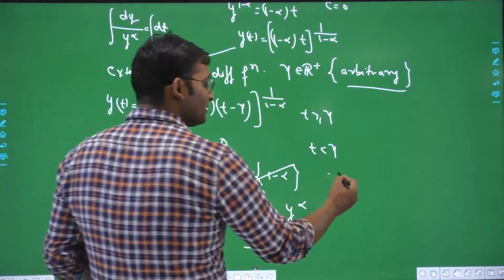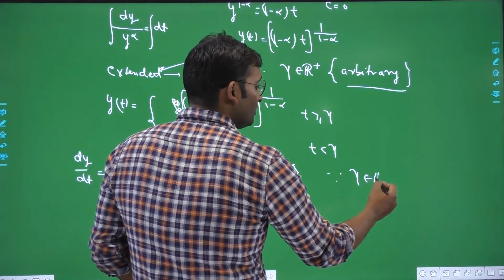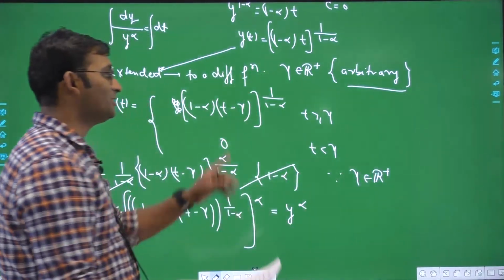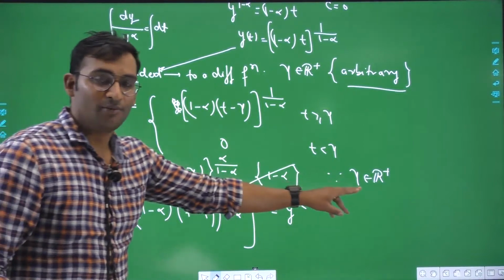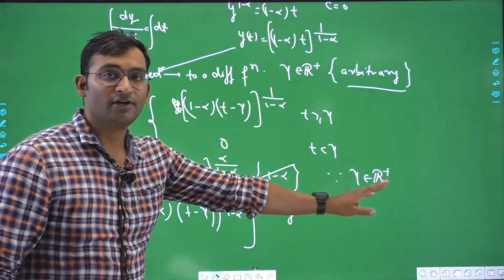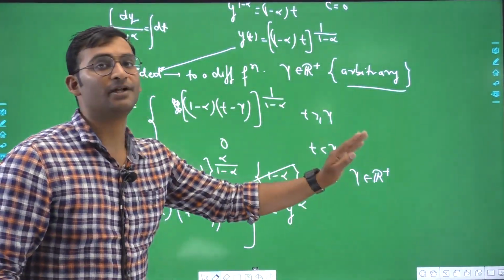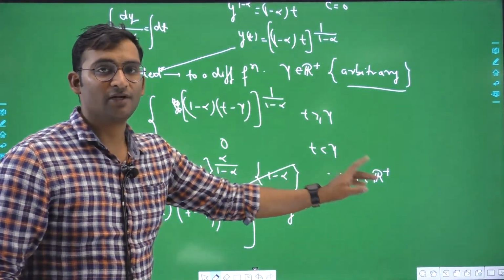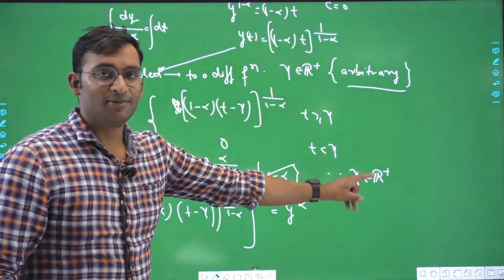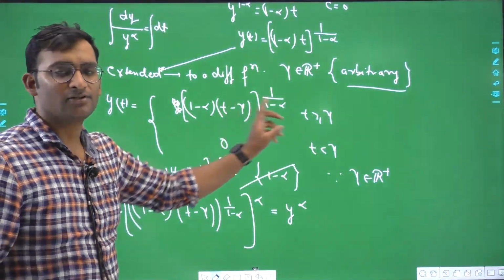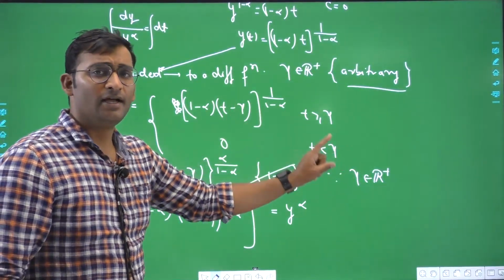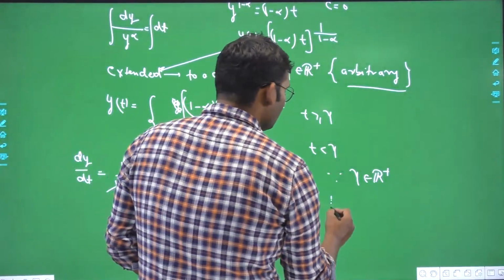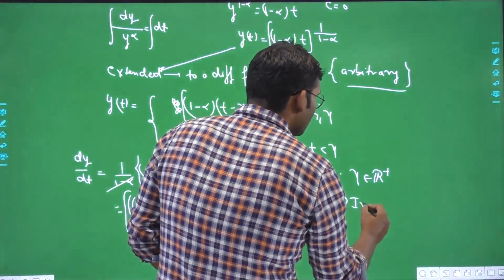And since gamma belongs to R, as many gammas as there are, that many solutions will be there. So how many gammas can there be? There are infinitely many, in fact uncountably many positive real numbers. For every positive real number you have a solution. So there will be infinitely many solutions to this problem. So the answer will be D, infinitely many solutions.